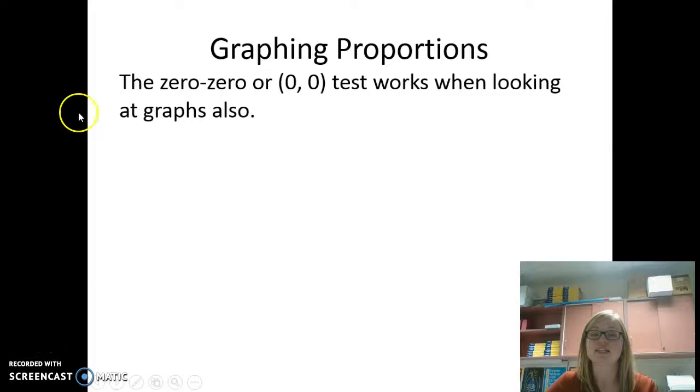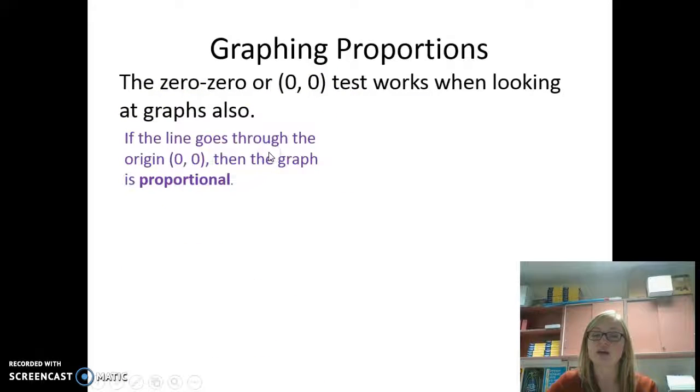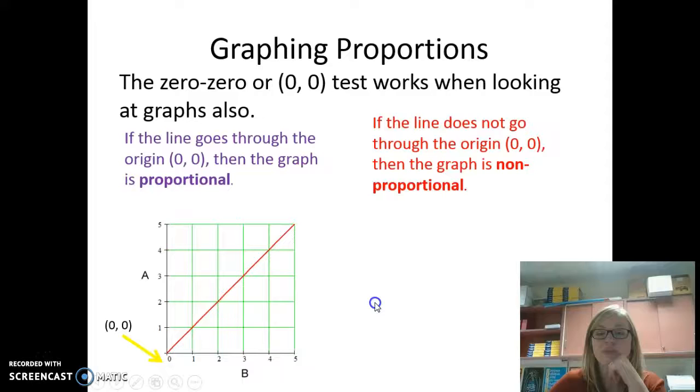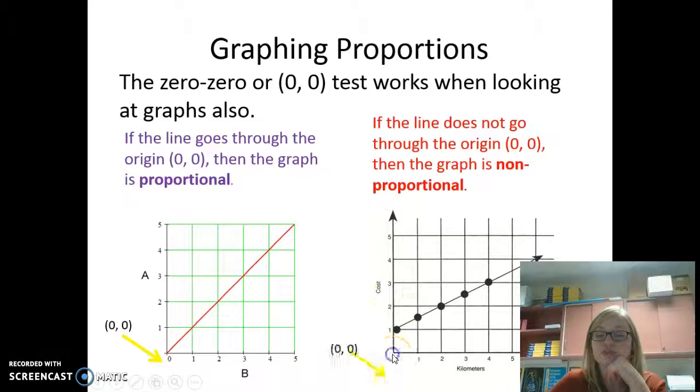All right, you can also see 0, 0 when looking at graphs. So on this graph, this is just a quadrant 1 graph. So 0, 0 is right here in the corner. So this line goes through 0, 0, so that means it's proportional. If the line does not go through 0, 0, like this one, it goes through 0, 1, that means it's non-proportional. Remember, 0, 0 is the origin, so if you see a 4-quadrant graph, 0, 0 would be in the center. These are just 1-quadrant graphs, so that's why 0, 0 is in the corner.